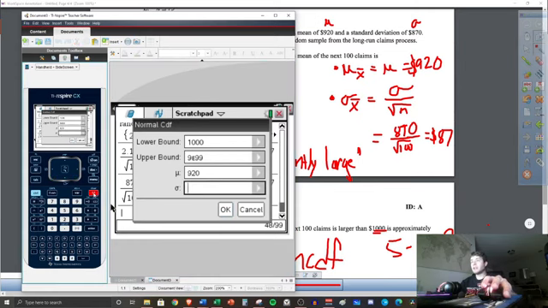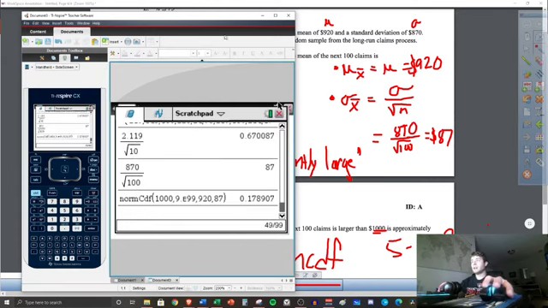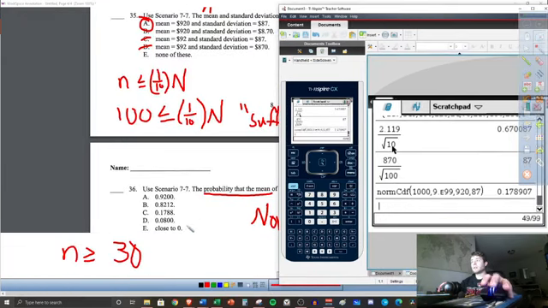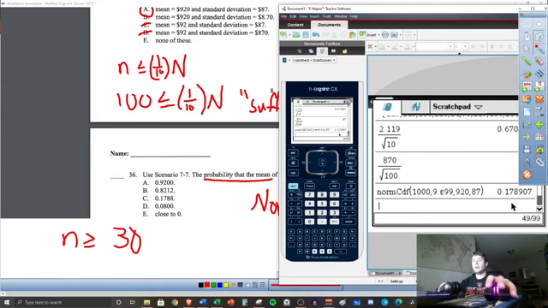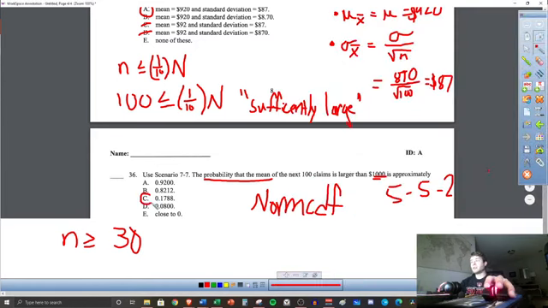Then we're going to enter in the standard deviation that we found from the first part as well. So 87. Hit enter. There we go. So we should have our answer, 0.1789, which is the one it's closest to. So we're going to go with C, and C is the right answer on this one.